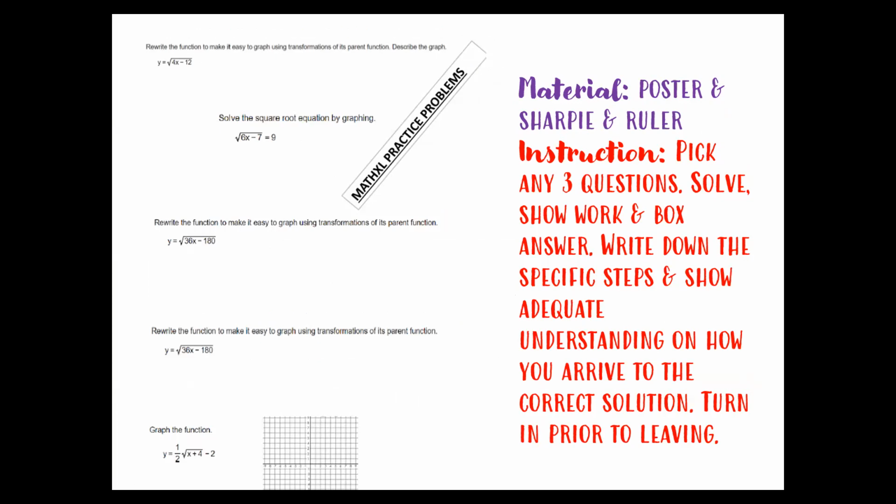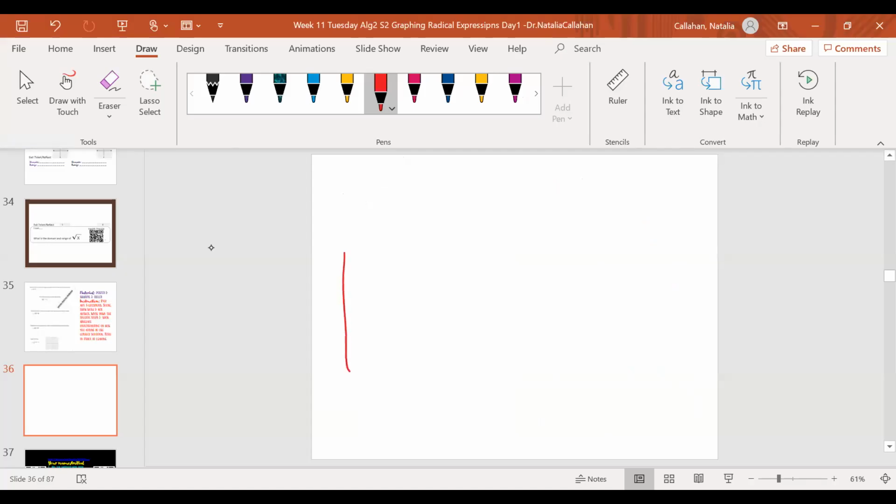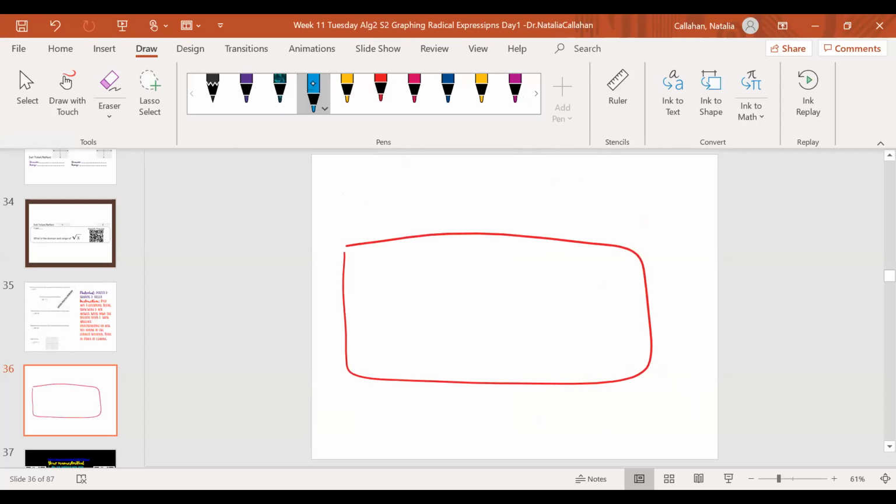Let me just draw this for you guys. So here's your poster, right? You're going to put it as a vertical. You're going to go ahead and put square root, and then on the right side, you're going to put cube root. Square root is going to be like this. Cube root is going to be like this.